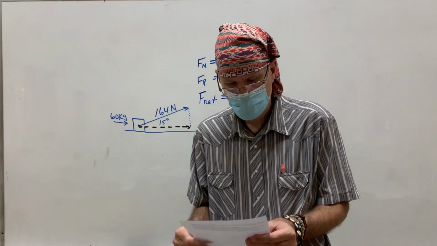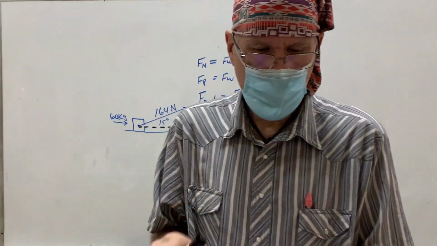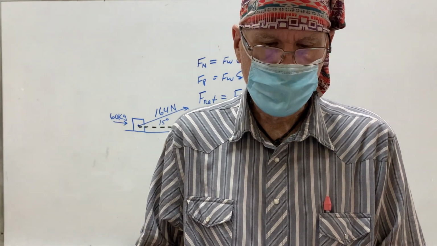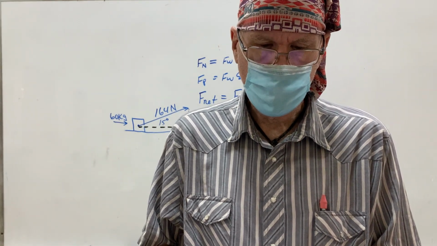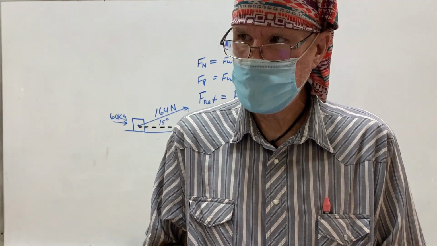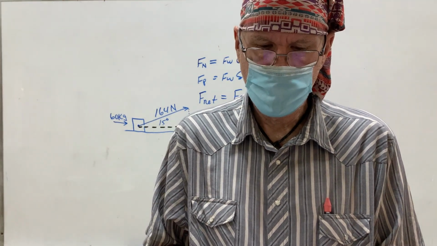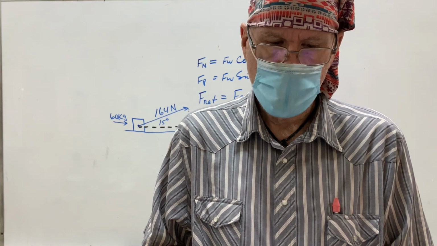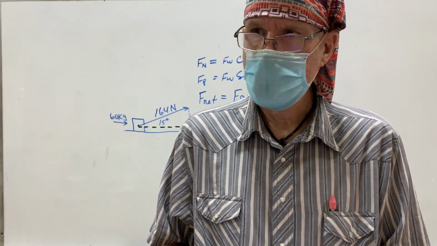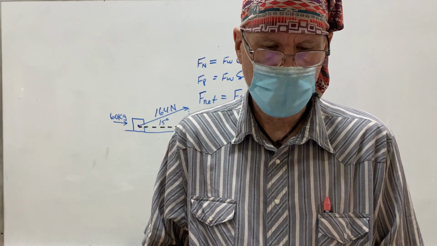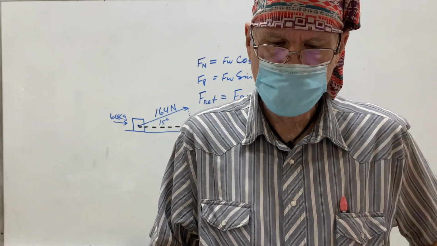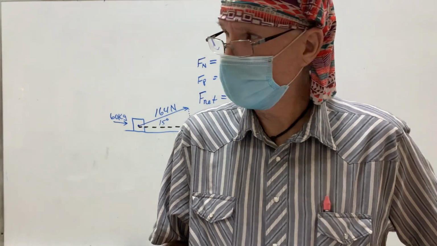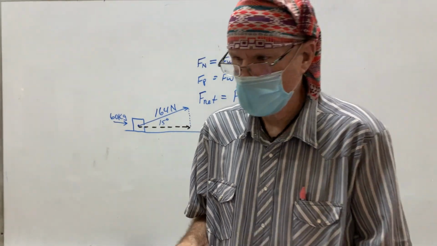Right, it says, while water skiing behind her father's boat, Cheryl is pulled at a constant speed, that's key, that's very key, with a force of 164 newtons by a rope that makes an angle of 15 degrees with the horizontal. If Cheryl has a mass of 60 kilograms, what is the coefficient of sliding friction between Cheryl and the water?